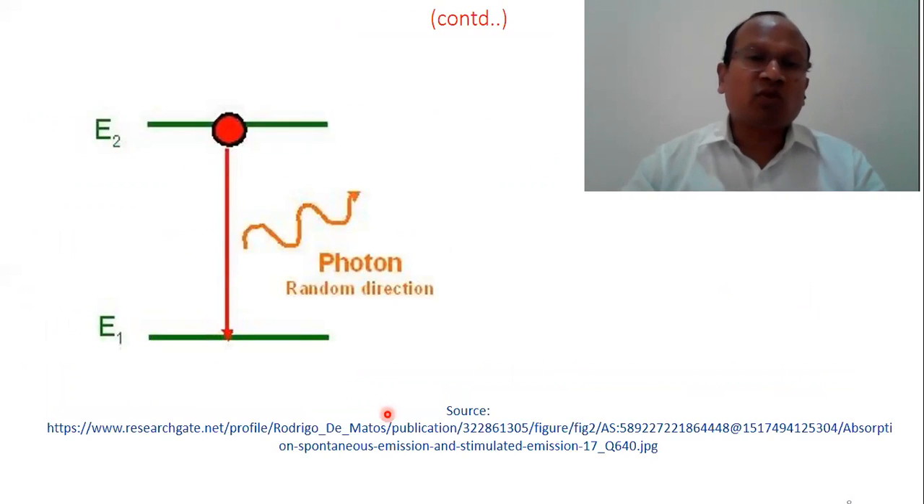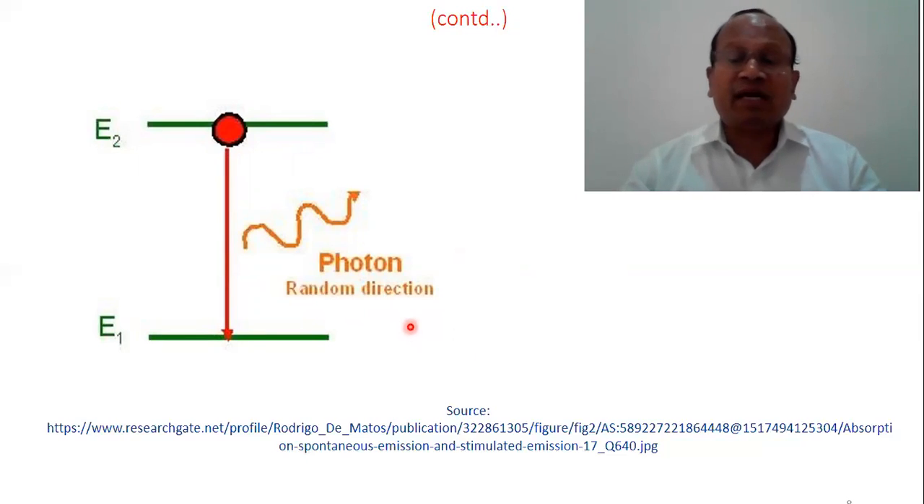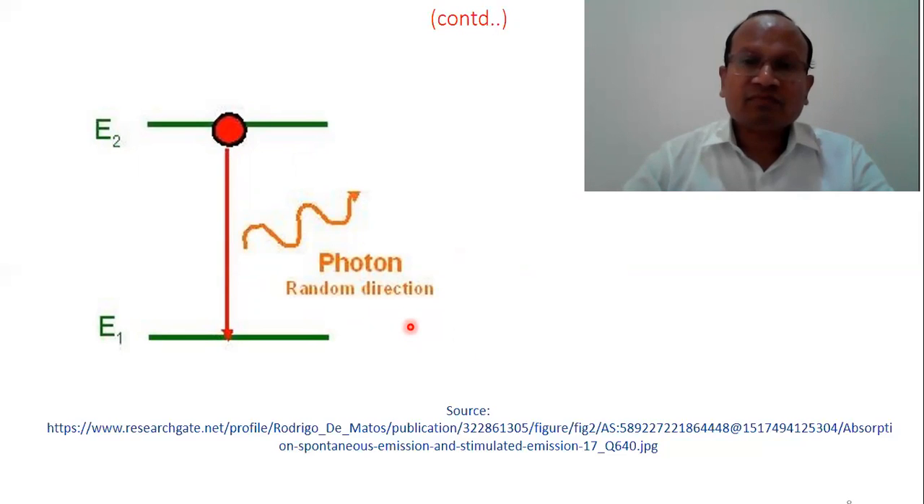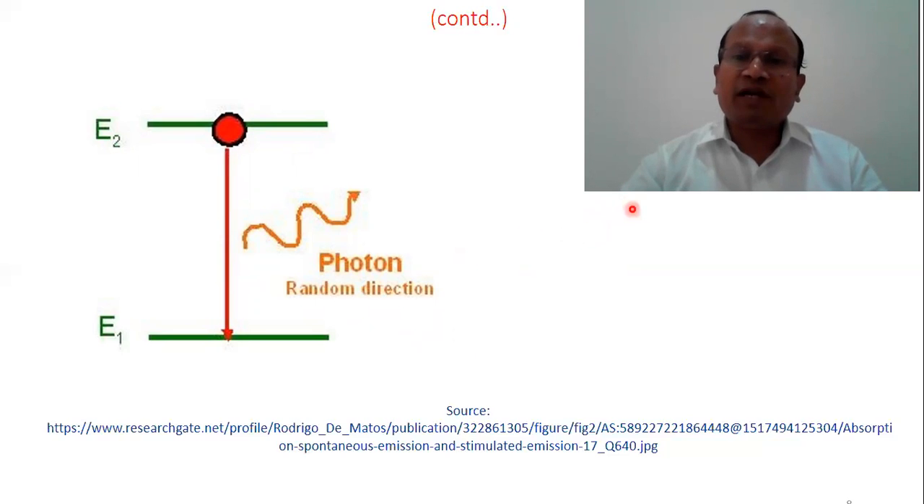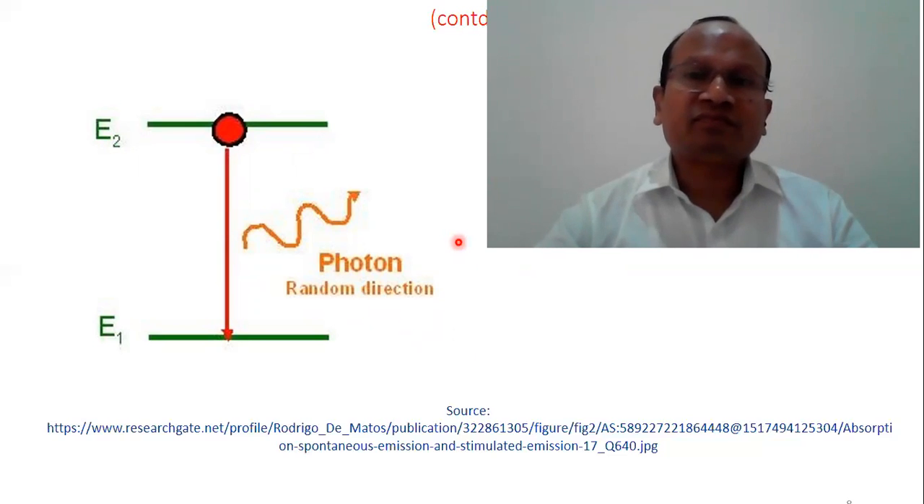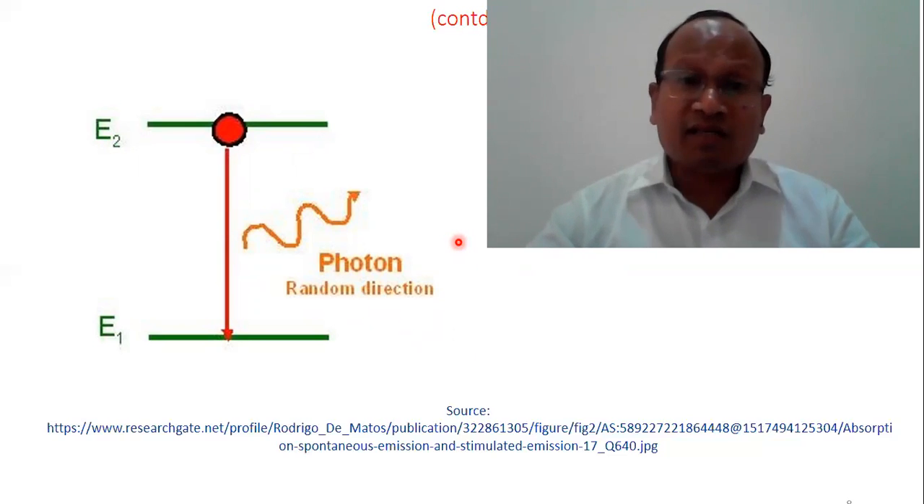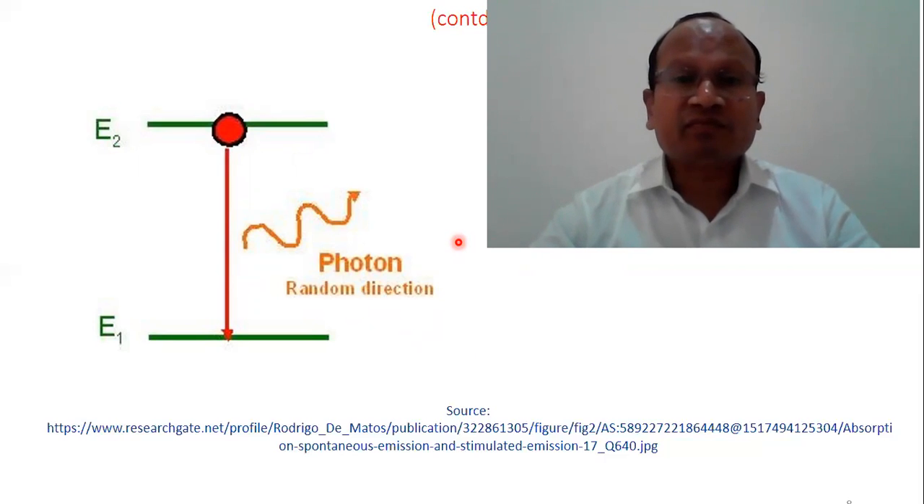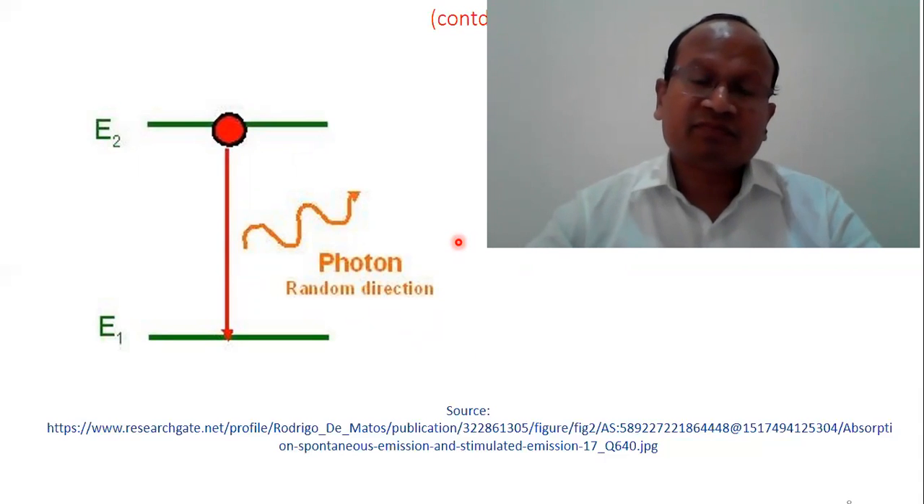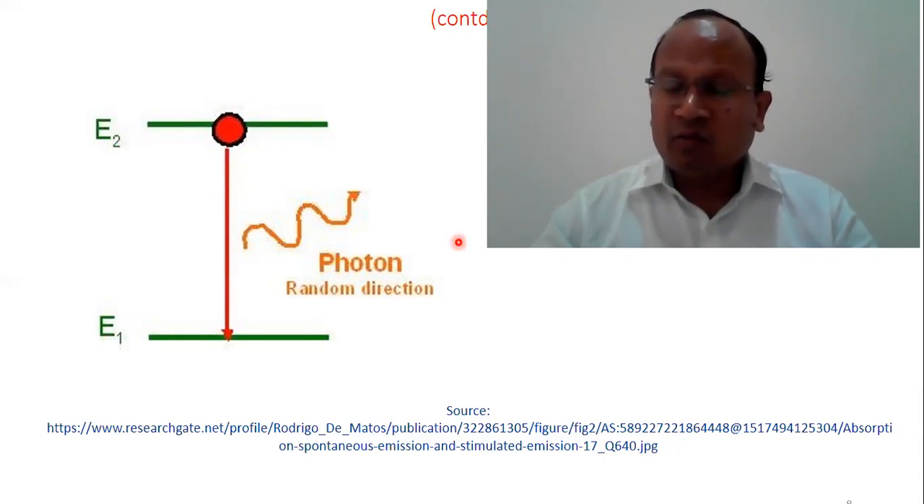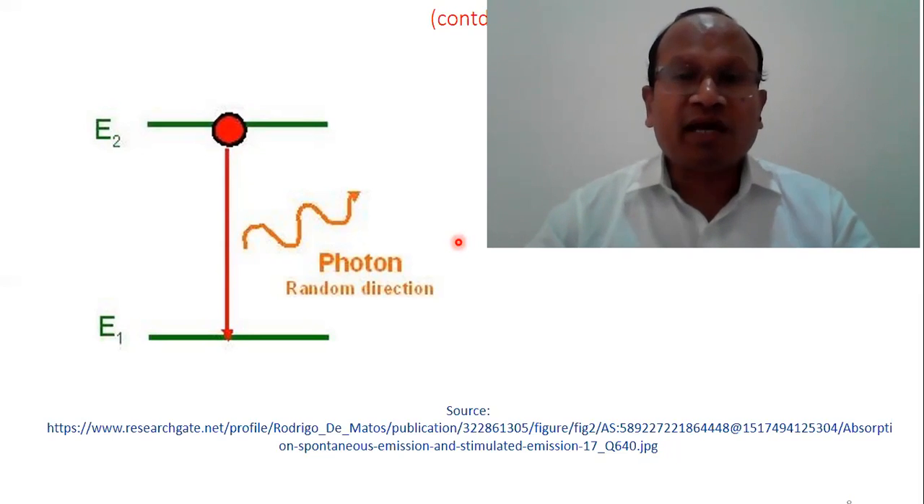Look at here. This is what we have seen. There is an electron at E2 and there is a ground state low energy level where the electron is falling down, releasing a photon in a random direction. That is another interesting thing, the difference between stimulated and spontaneous emission. In spontaneous emission, the photons generated will have random direction, will not sync up, and will not have the same phase, same frequency, same length, same direction.